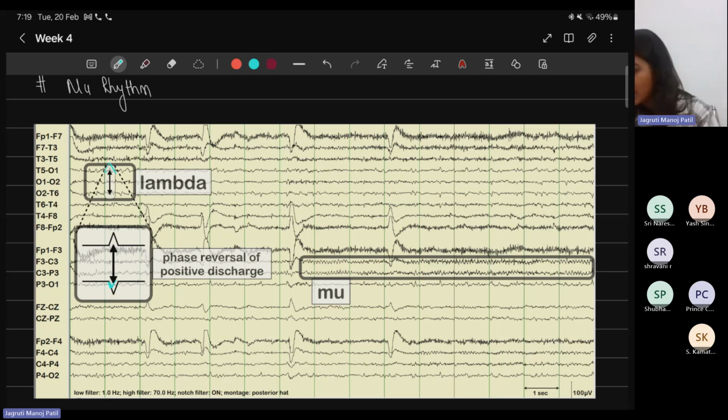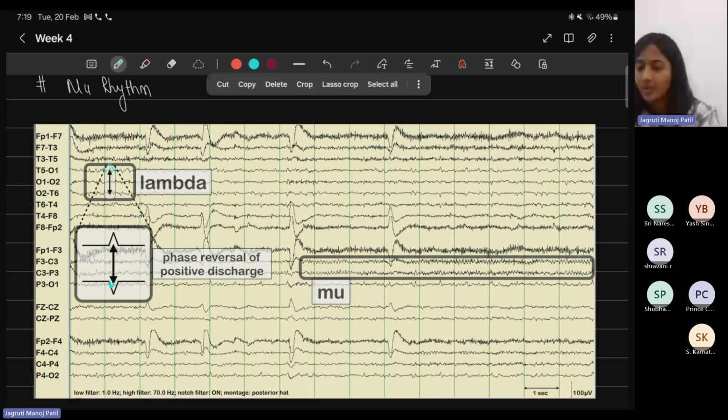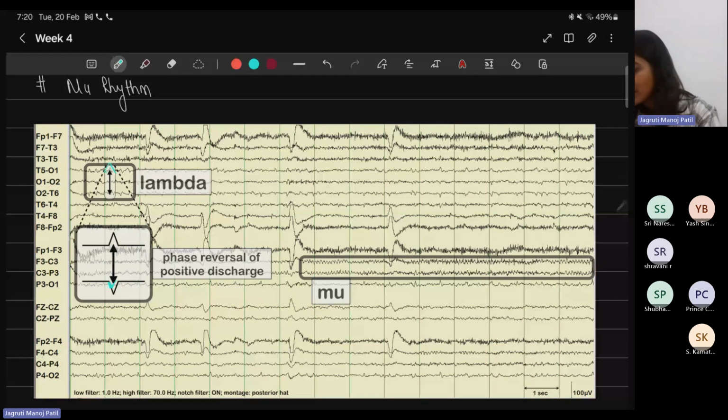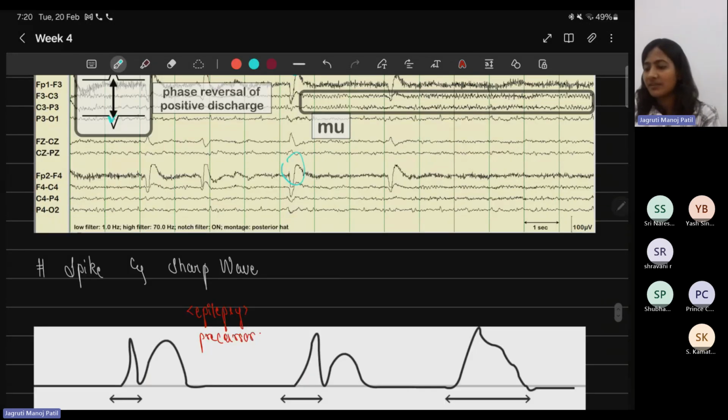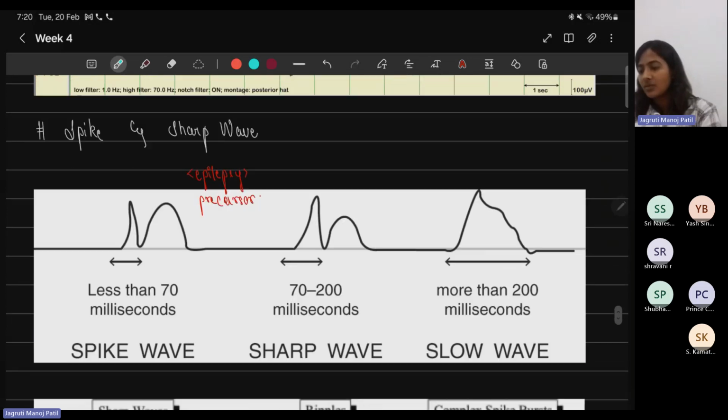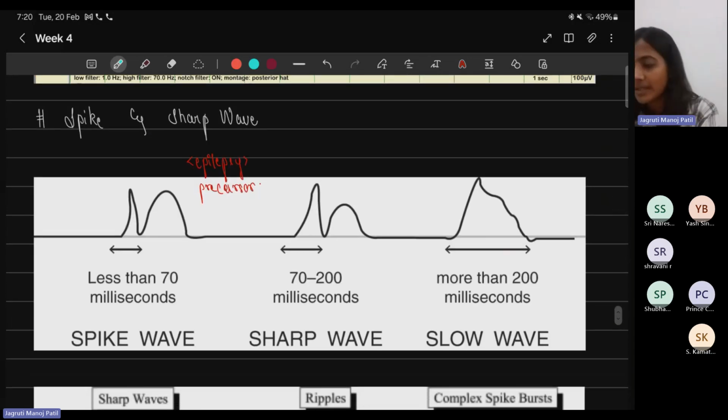And there are waves called mu waves, which look like the symbol that you all know, mu. So it occurs like this. Most of the waves that you see over here are mu waves, but there are some differences over here. These are called sharps and spikes. These are slow moving waves. So we'll see what these are: spike and sharp wave.